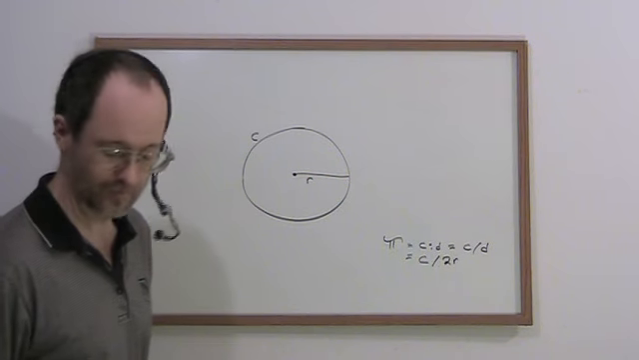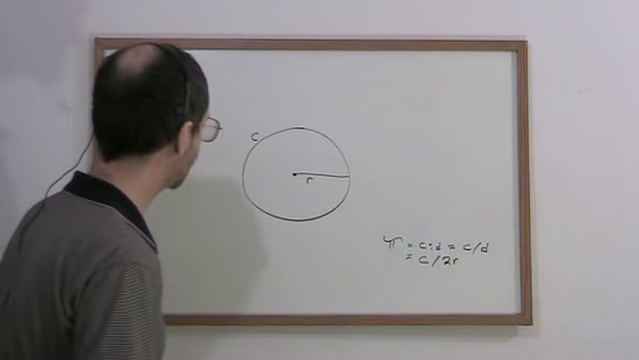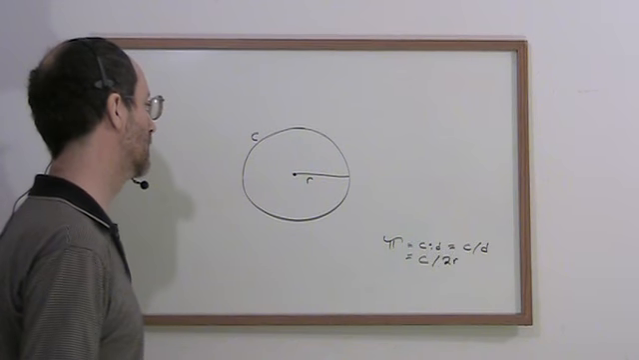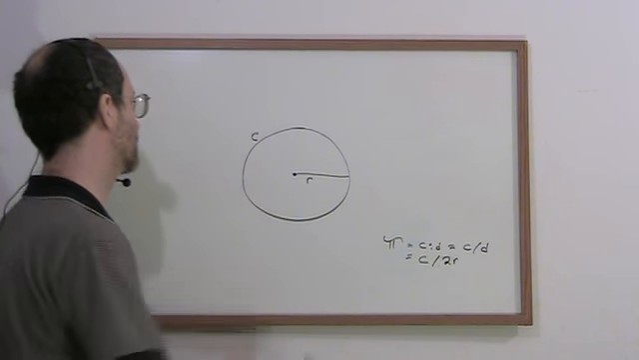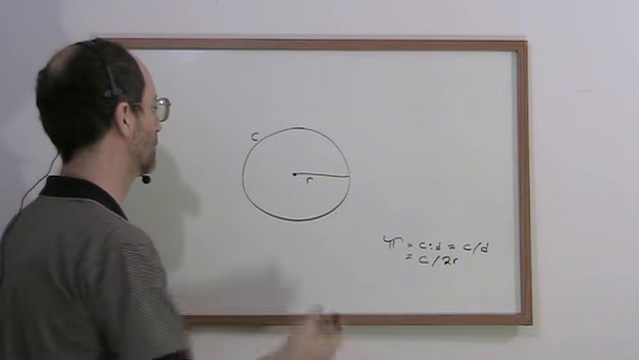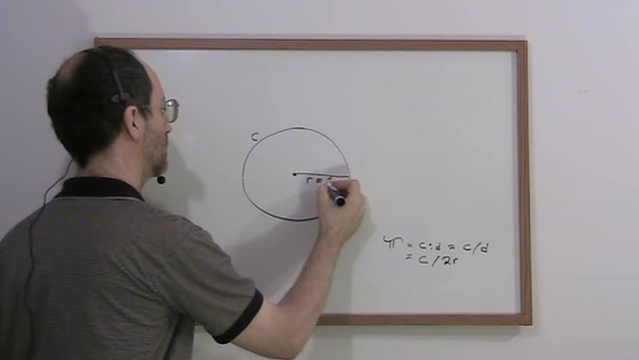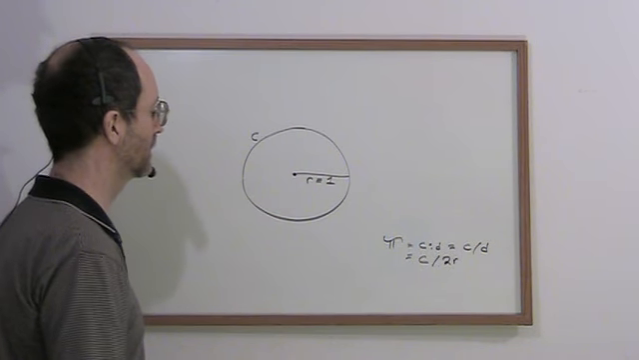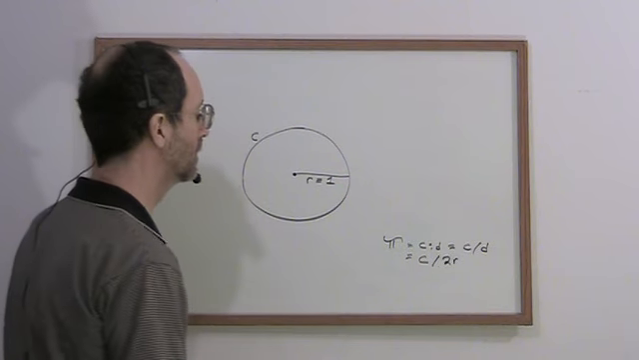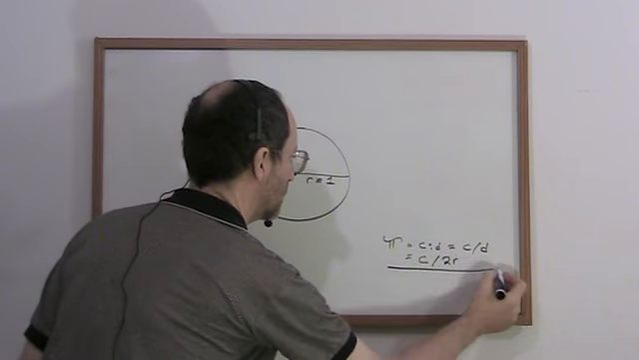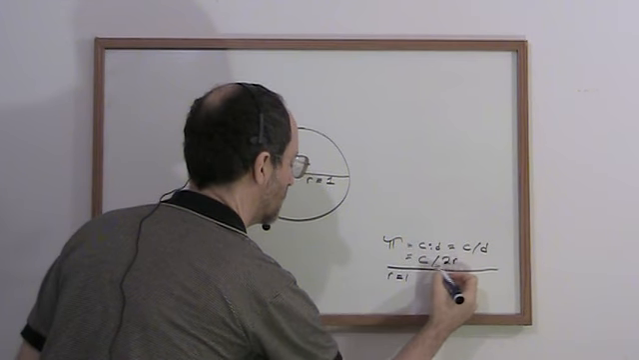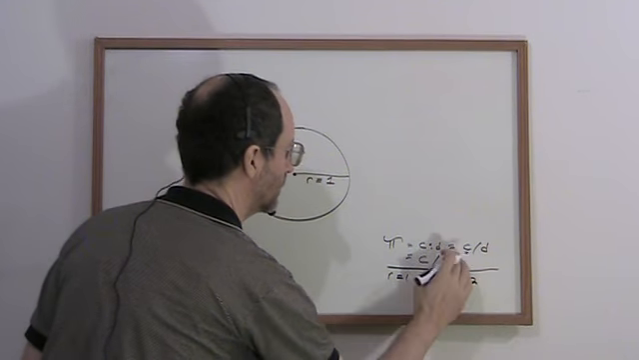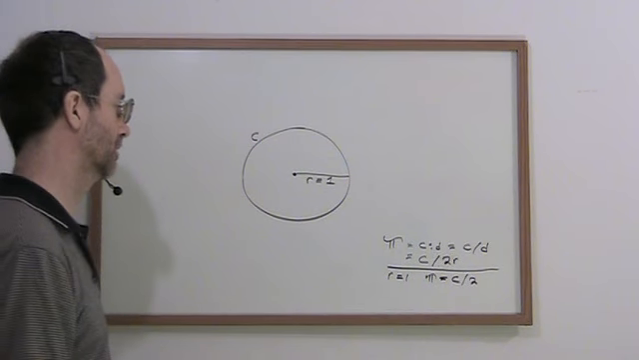Okay, now in mathematics we also very commonly use a thing called the unit circle, which is a circle with a radius of 1. So R equals 1. Now in the special case of R equals 1, we have pi equals C over 2 because the R just drops out.